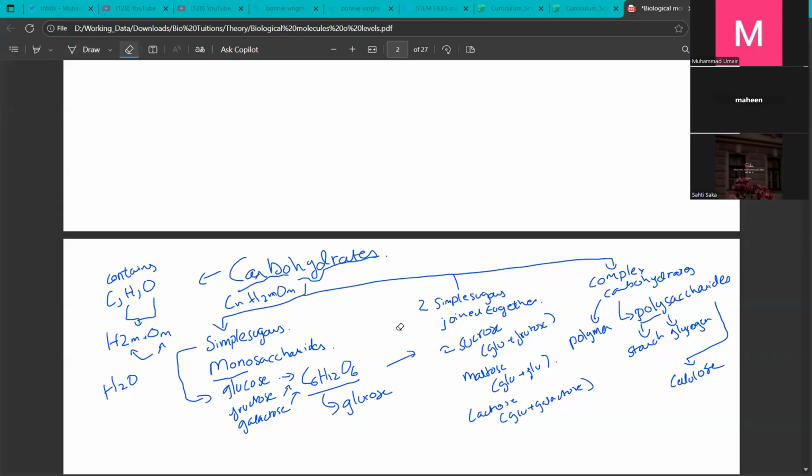Let's explain this. Whenever a large molecule is made from repeating small units, meaning you have a very large molecule and a small molecule that is just repeating to make that large molecule. For example, if I look at starch, starch is just many glucose molecules joined together. So you make a large molecule by repeating a smaller molecule again and again. Make sense?